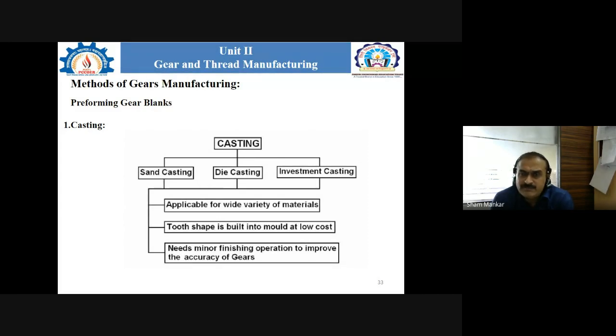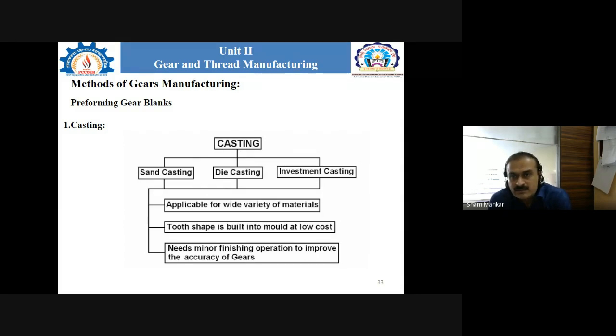All these three processes, which include the sand casting process, die casting process, and the investment casting process, are applicable for a wide variety of materials. Whatever kind of tooth we require, that shape is built into the mold at a very low cost and needs only a minor finishing operation to improve the accuracy of the gear. This is the post processing once we manufacture the gear using sand casting, die casting or investment casting.